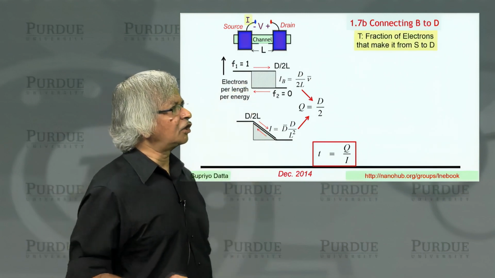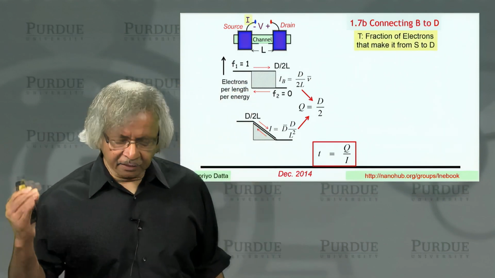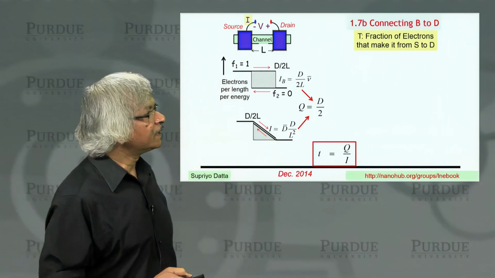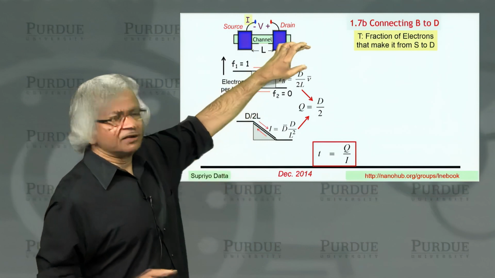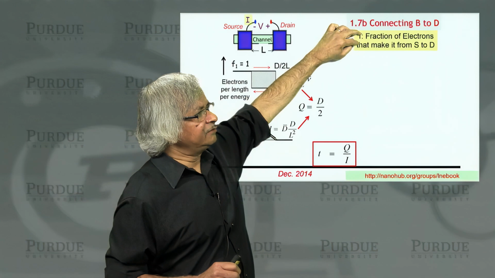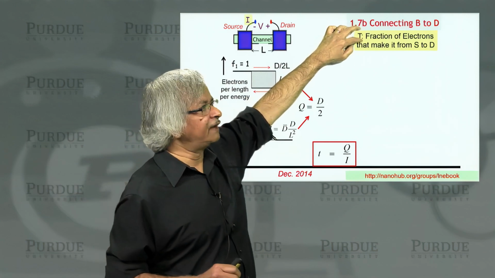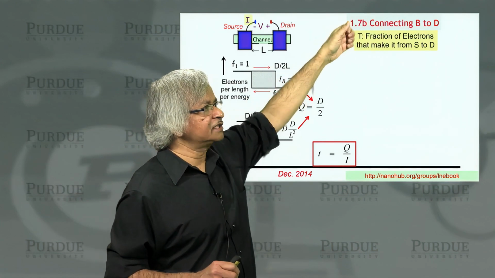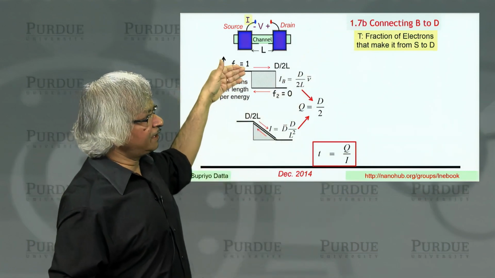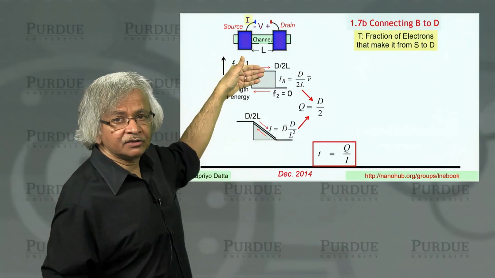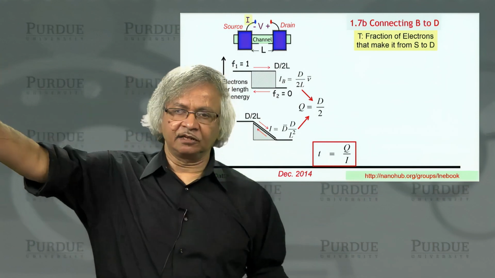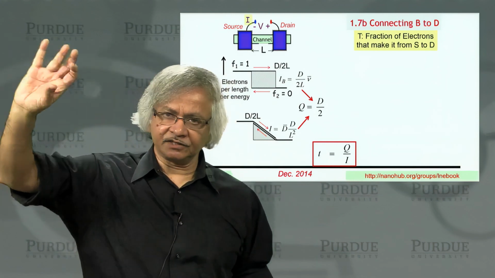And this is something we'll talk more about, as I said, in the third unit of this course, when we talk about what and where is the voltage. But for the moment, let me just give you a simple description. Let's say we use this capital T to define the fraction of electrons that make it from source to drain. In the ballistic case, any electron that came in from the source goes all the way to the drain. And that's why all the northbound lanes are completely filled all the way, steady state.